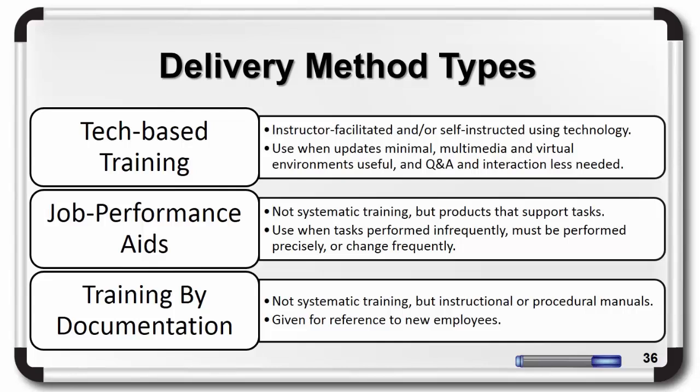Job performance aids are not necessarily training, but they include learning products that support employees in their specific tasks. This type of method is useful when tasks are performed infrequently, when tasks must be performed precisely, or when tasks change frequently. Also not necessarily an example of training, training by documentation includes instructional and procedural manuals given to staff and used for reference when doing a job.